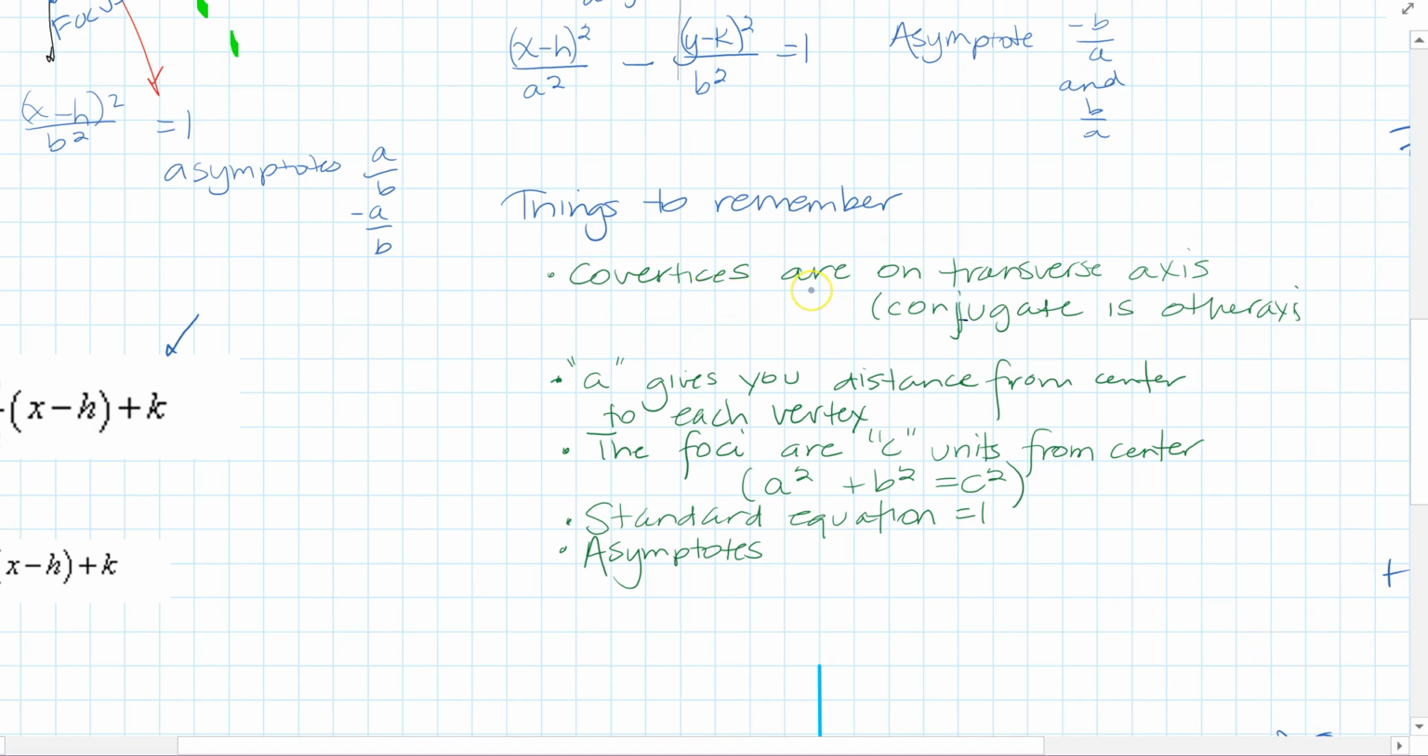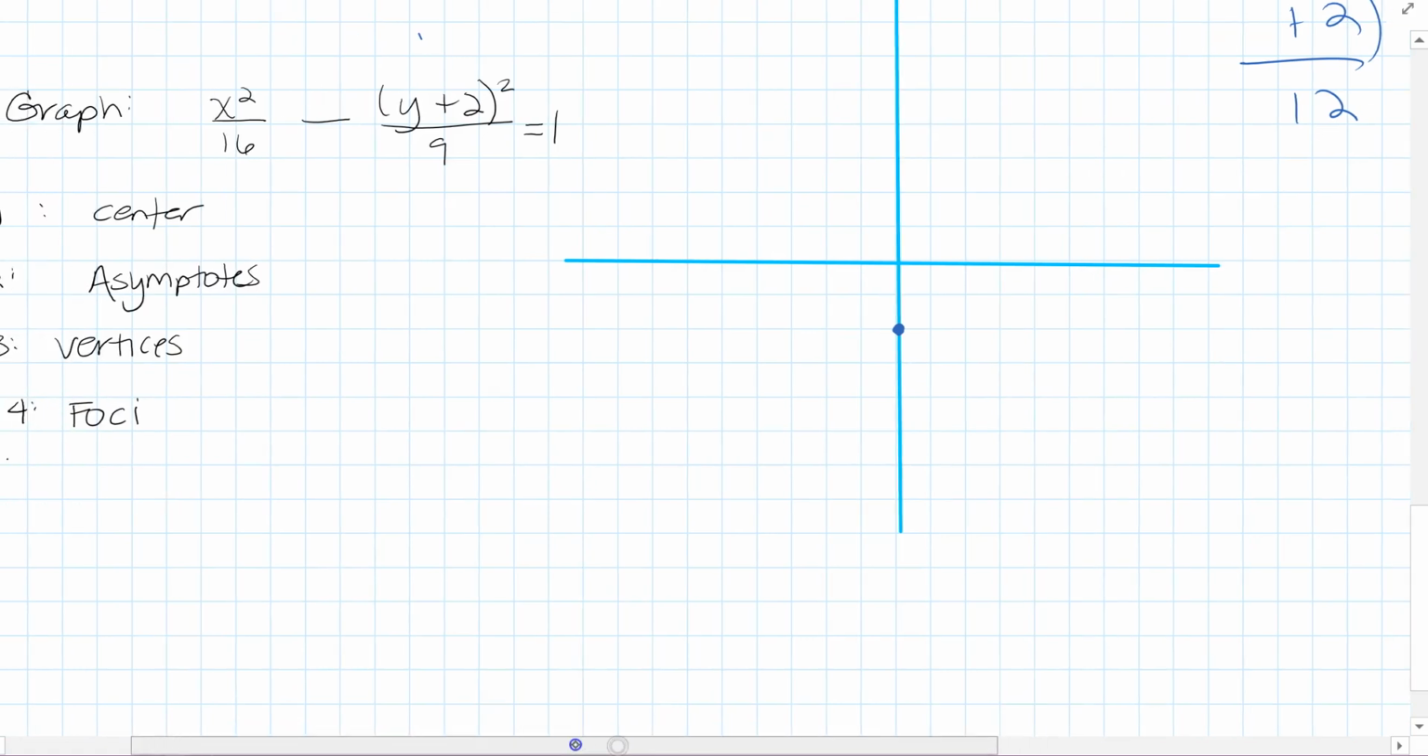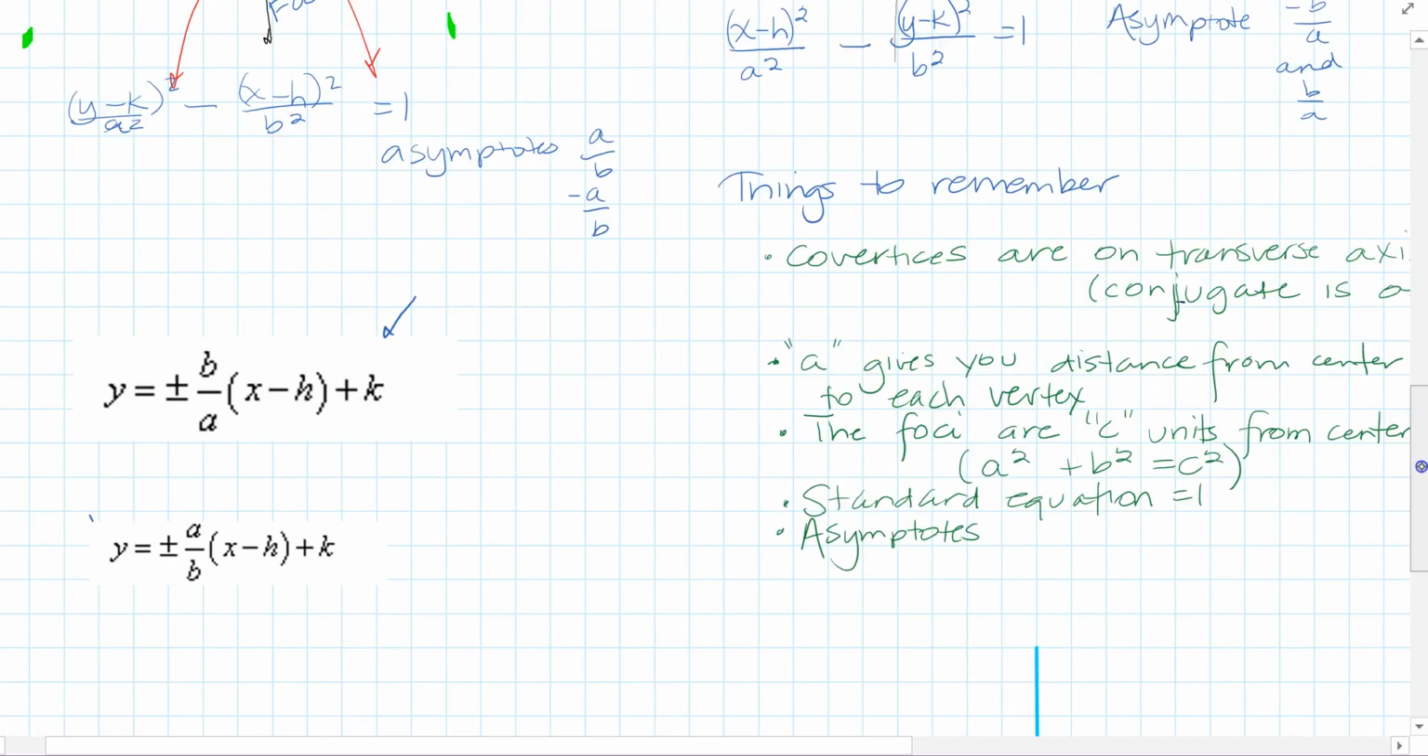The covertices are on the transverse axis. The other axis, which we never talk about, is called the conjugate. The A, not A squared, but A, gives you the distance from the center to each vertex. The foci are C units from the center, and you find that by A squared plus B squared, notice that, plus B squared is C squared. Standard equations will always equal 1, and asymptotes are more important than you think. So I'm going to just take you through the process of graphing each one.